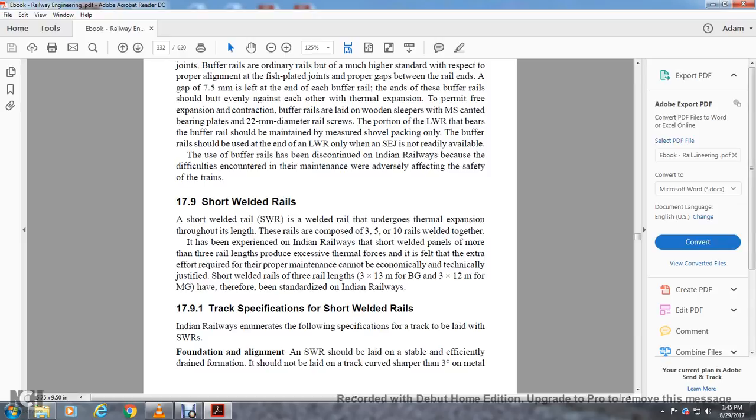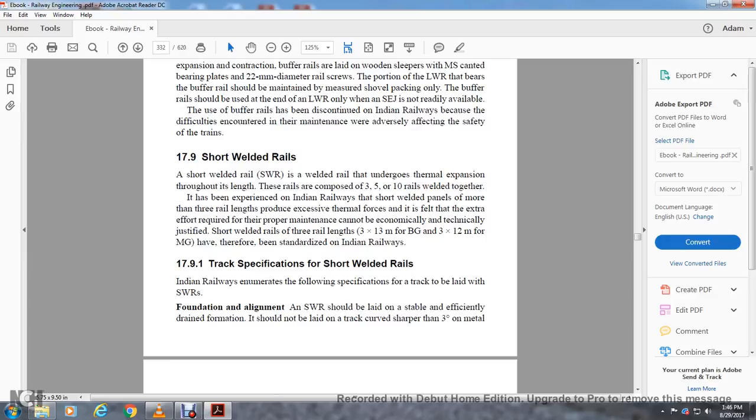Short welded rails of 3 lengths, 3 times 13 meters for broad gauge and 3 times 12 meters for meter gauge, have been standardized on Indian rails.